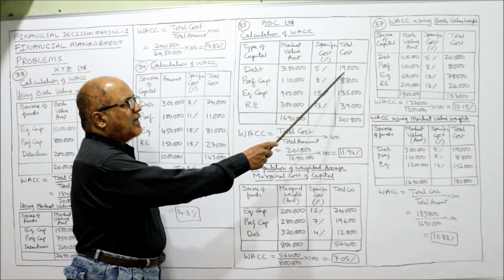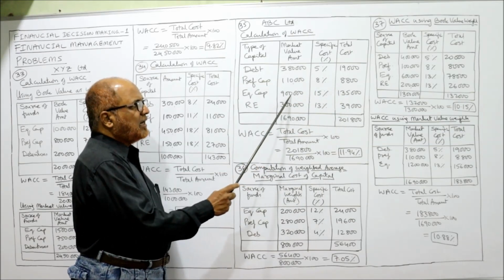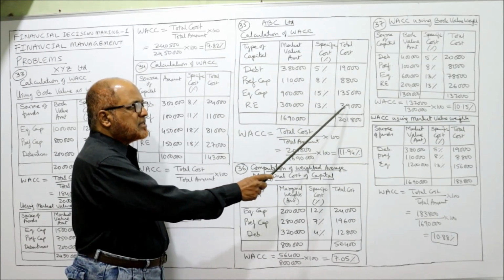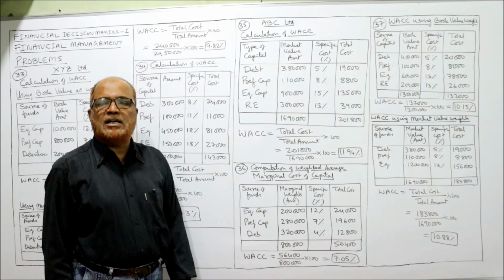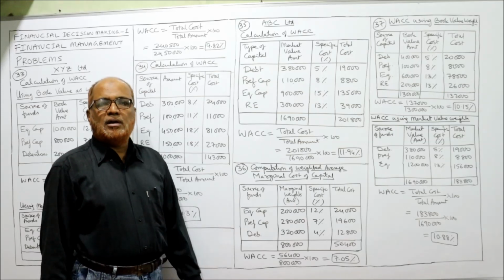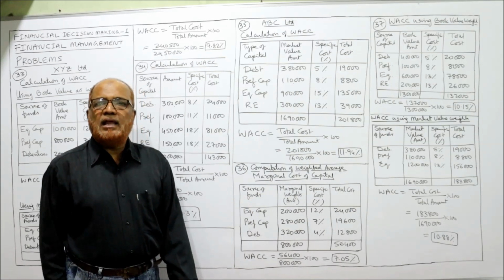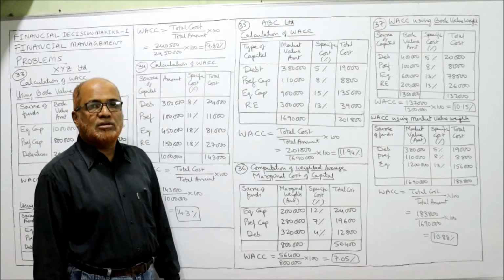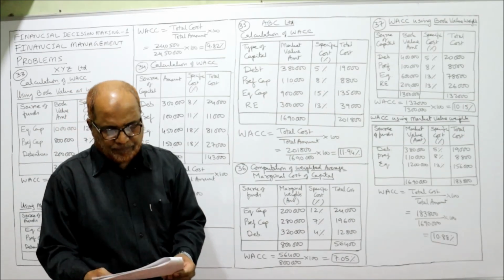3,80,000 into 5%, 19,000. 1,10,000 into 8%, 8,800. 9 lakh into 15%, 1,35,000. 3 lakh into 13%, 39,000. Take the total: 2,01,800 total cost divided by total amount 16,90,000 into 100. 11.94% is the WACC. Finished. 35th completed. Now we'll come to the 36th problem.